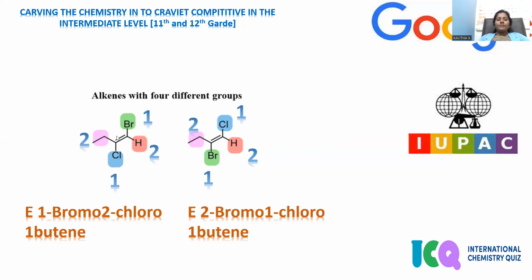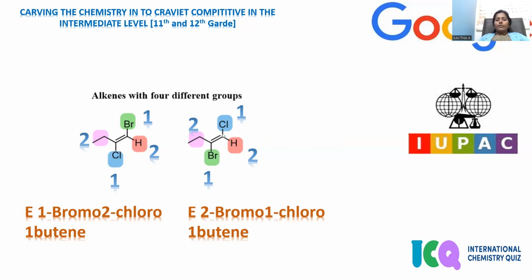Now for the IUPAC nomenclature, we can count the number of carbons: 1, 2, 3, 4, a four carbon length chain it will be. So butane will be the parent chain, and the first carbon is attached with bromo, so let me mention 1-bromo. On the second carbon I have chloro, and 1-butene is the complete name. E-1-bromo-2-chloro-1-butene is the name.